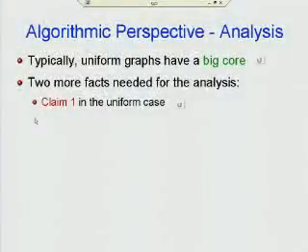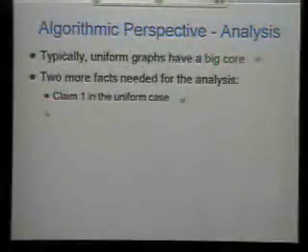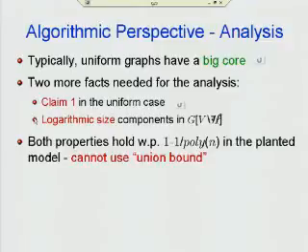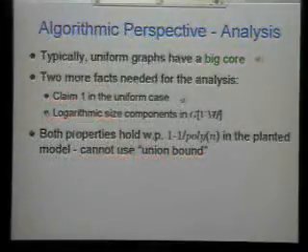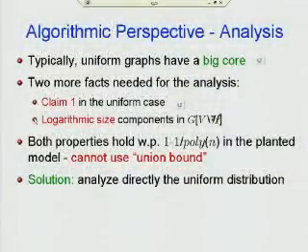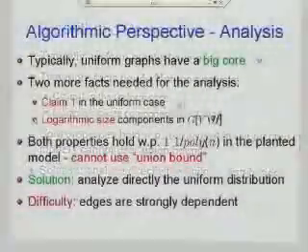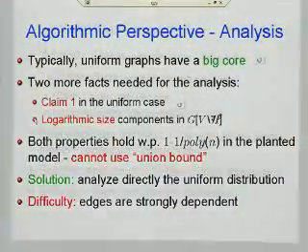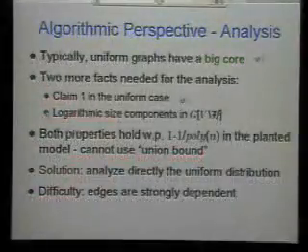Okay, so to analyze the algorithm, we need the fact that we have a big core, but we need two more facts. We need the fact that there are no small and dense subgraphs, and we need the fact that outside the core, the components are of logarithmic size. The problem is that both properties don't hold with such a magnificent probability, only with probability 1 over poly. And then you cannot use this union bound technique, and you have to directly analyze the uniform distribution, which is a big pain because of the dependency. So the union bound and Lovász local lemma are not good enough either.